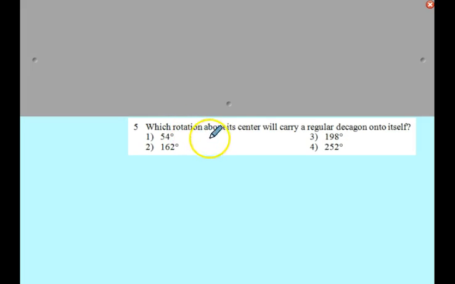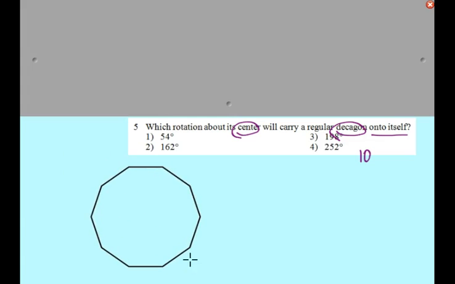Which rotation about its center will carry a regular decagon onto itself? Onto itself means that they're talking about symmetry. Decagon means that you're talking about 10-sided polygon. And we could draw one, but there is really not much need.